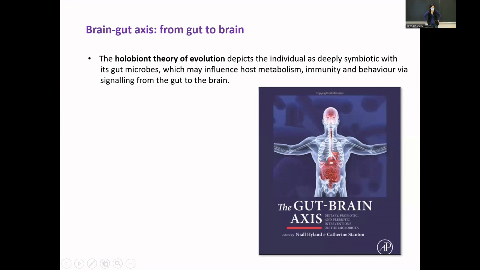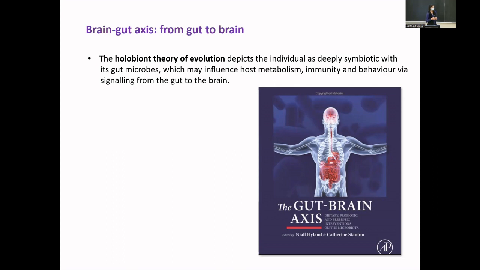The brain-gut axis is commonly applied to the human condition because, according to the holobiont theory of evolution, the individual, human or otherwise, is deeply symbiotic with gut microbes. Those microbes in turn can influence host metabolism, elements of the immune system, and behavior through the signals they pass from the gut to the brain. The brain-gut axis is therefore indicative of an individual's health and ability to function.